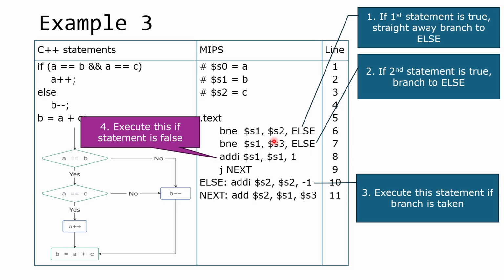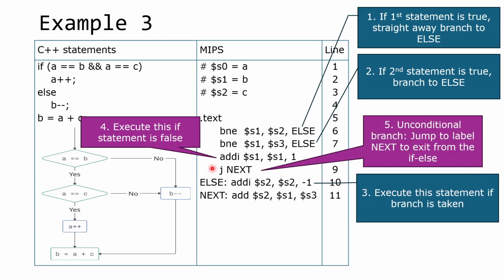Okay, what if S1 and S2 is true, and then we test again S1 and S3 is also true, means that they are equal. Okay, so both of them, S1, A is equal to B, and also A is equal to C. Now we add one. Okay, we will execute this statement. Okay, if the statement is false, means that the branch is not taken, right?